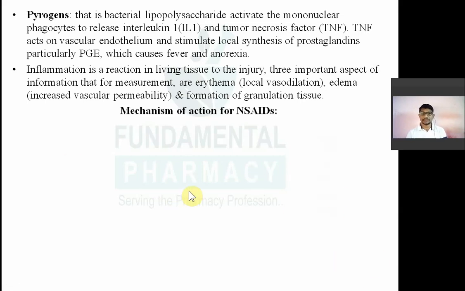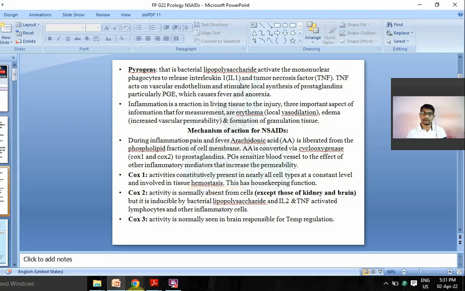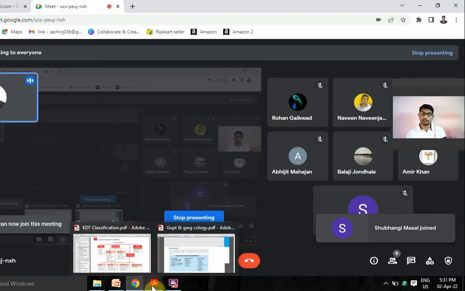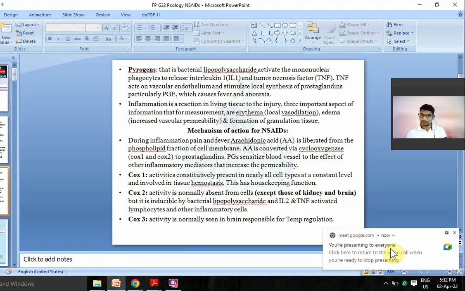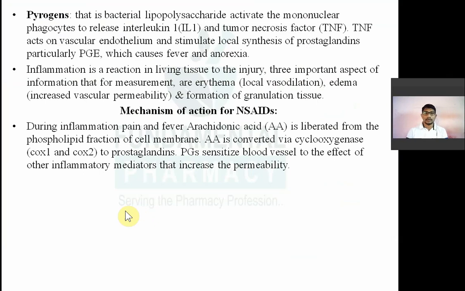Mechanism of action of NSAIDs. Mechanism of action of non-steroidal anti-inflammatory drugs. So what is the mechanism involved, and after that we will see how prostaglandins are produced in the body. So first we'll see the mechanism of action for NSAIDs. Now what happens during inflammation, pain and fever? Whenever there is an injury to your tissues, your tissue has a lipid bilayer, that is known as the plasma biological membrane.